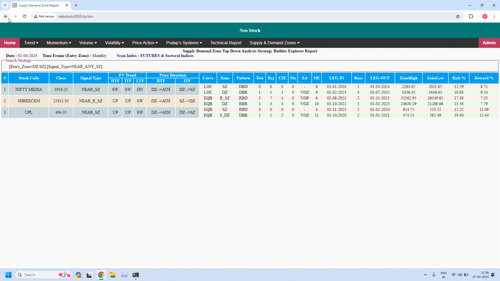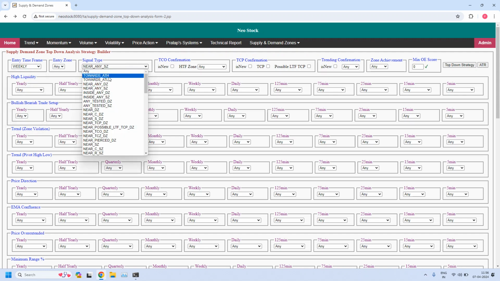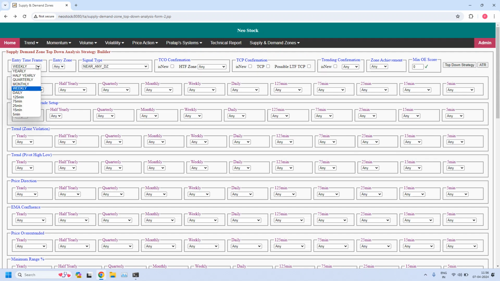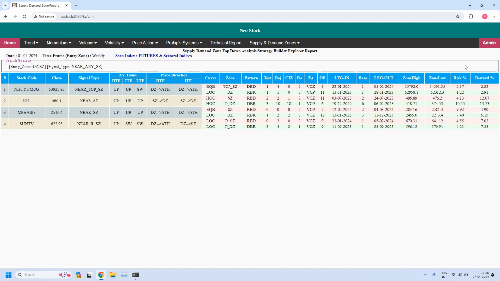Going back, changing the time frame to weekly, let us find the stocks near weekly demand zone. These 8 stocks are filtered, which are near to the weekly demand zone. So let me go back. For weekly time frame, let us find the stocks near weekly supply zone. So these 4 stocks are filtered.